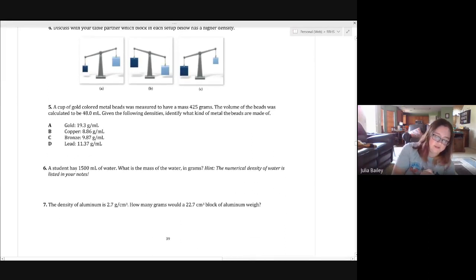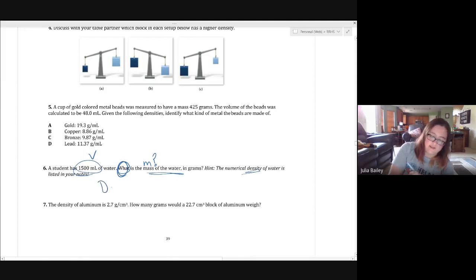A student has 1,500 milliliters of water. What is the mass of the water in grams? And it says, hint, the density of water is in your notes. So let's think about it. First of all, 1,500 milliliters, that's a volume. They're asking, here's my question word, what is the mass? So mass is the thing we're looking for.